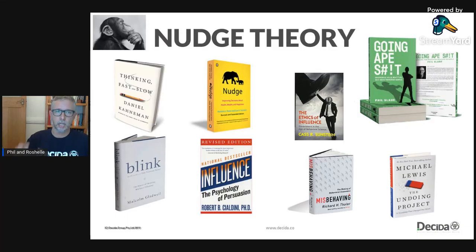So nudge theory and cognitive bias, these are some great books that you can take away to deep dive even further. What we've done is just given you a taste of behavioral economics here at the moment. These books are great. So Thinking Fast and Slow up the top there, that's a heavy book. Nudge is pretty heavy as well. And The Ethics of Influence, they're pretty heavy. But these are some of the seminal books.